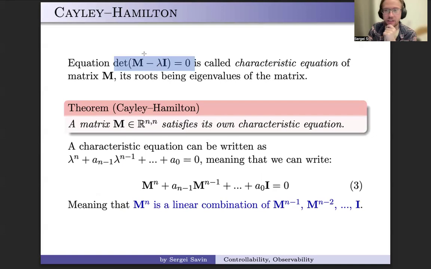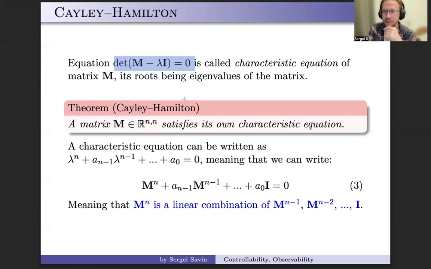So this expression, determinant of M minus lambda I, is called the characteristic equation of M. You probably remember this characteristic equation because that is how you learn about eigenvalues. Your eigenvalues are said to satisfy the characteristic equation of a matrix, right? I mean, you can just see it. By definition, this is what we use to find eigenvalues of a matrix, right? Okay, so characteristic equation.